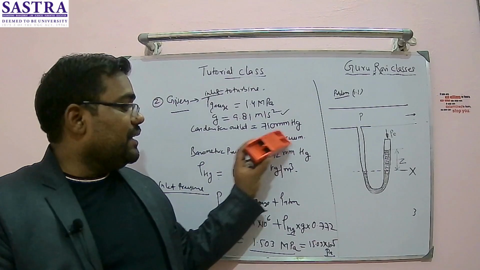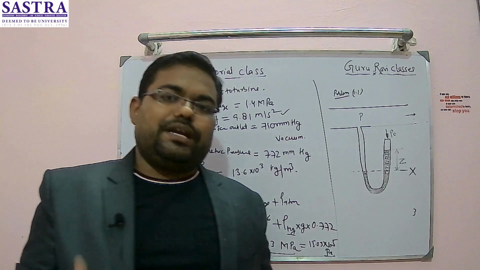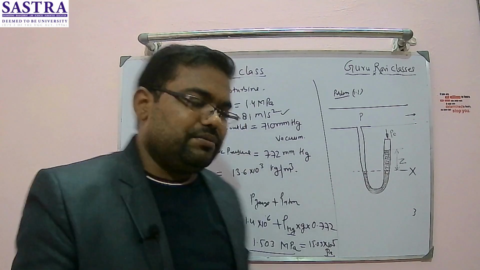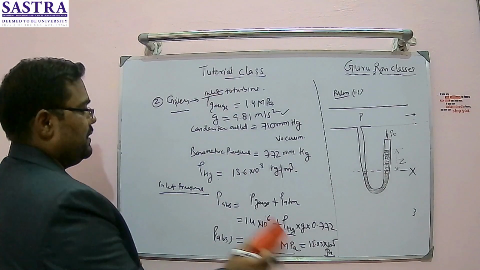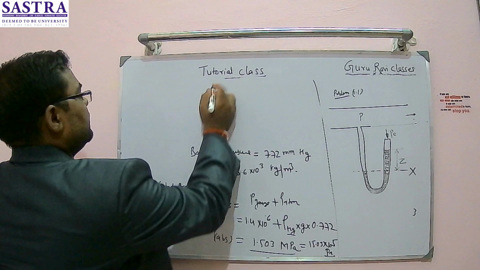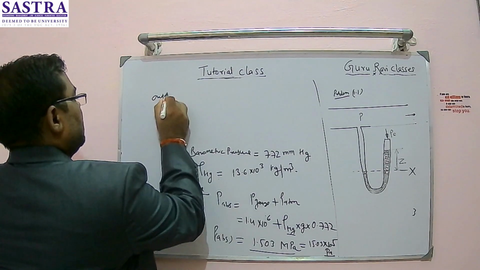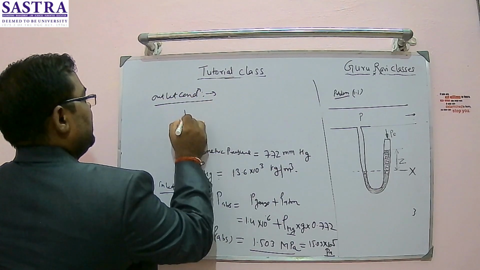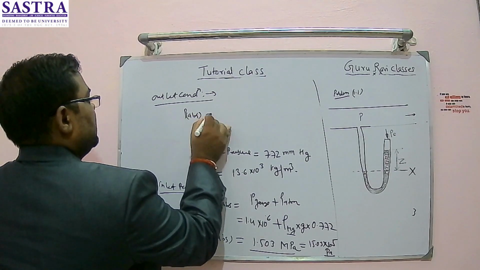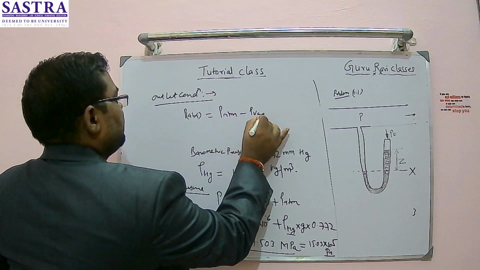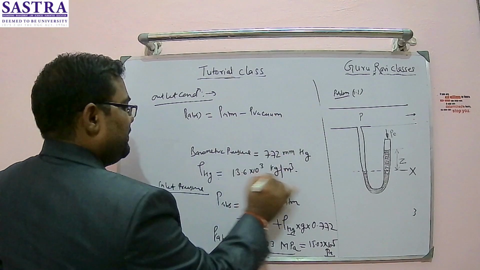Now the outlet. If you look at this vacuum, what will you do for vacuum? Vacuum needs to be subtracted from atmospheric, right? Then only you get absolute. So inlet is over, right? Now I am going for the outlet. Outlet condition. So if you are writing the outlet condition, P absolute will be nothing but P atmospheric minus P vacuum. Vacuum pressure is given, right?